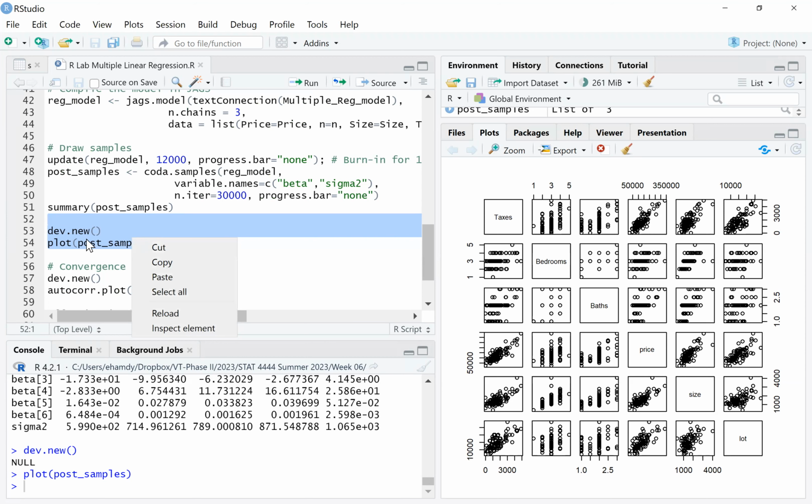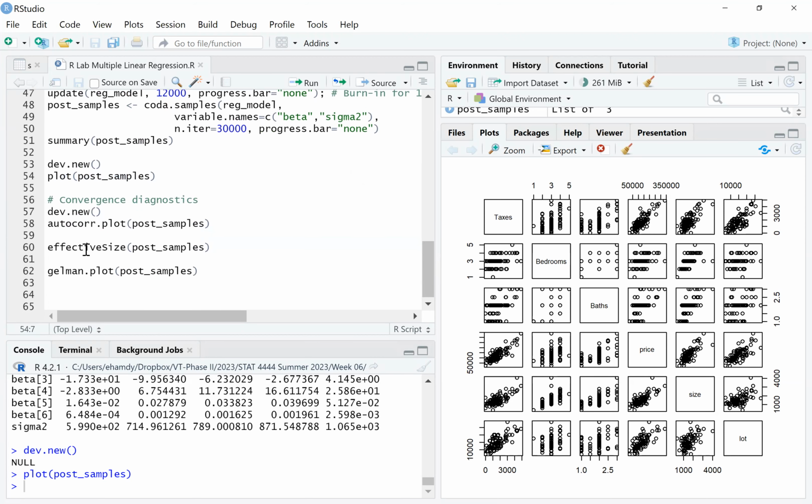But sometimes I would like to know the effective sample size. Because I selected a very big sample, like 30,000 for each chain, the total number of generated samples is very big. It's 30,000 times 3. But what about the effective sample size? This one takes into account the autocorrelation.